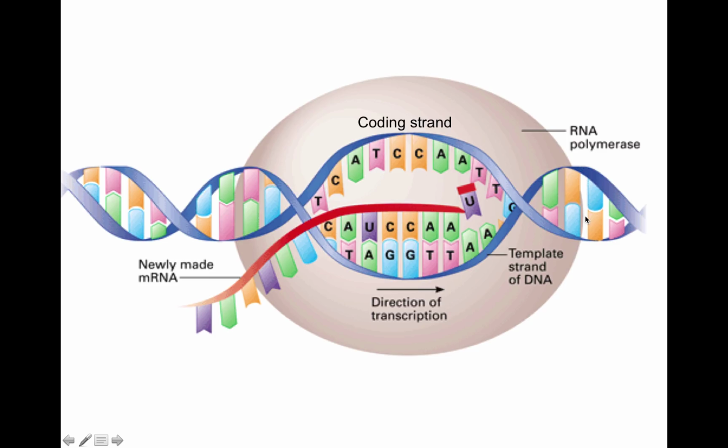This is another picture depicting the same idea, perhaps in a little different way so that you can understand it a little better. The coding strand here has the same sequence as the nucleotides of the RNA: A, C, C, C, T, U, A, C, etc.